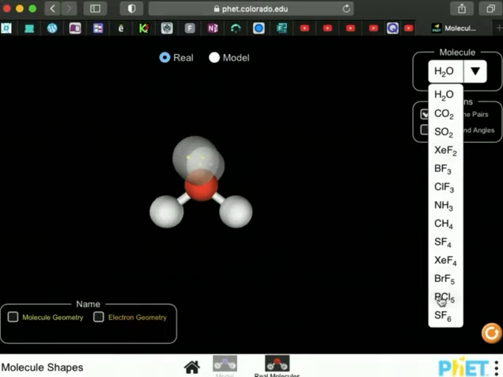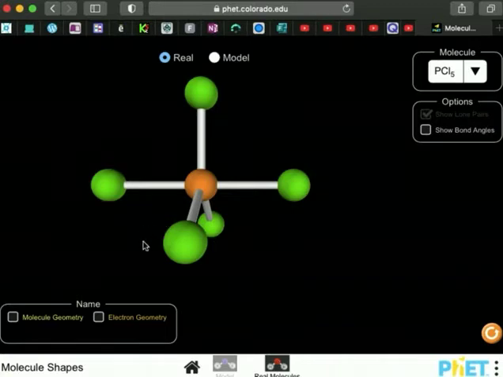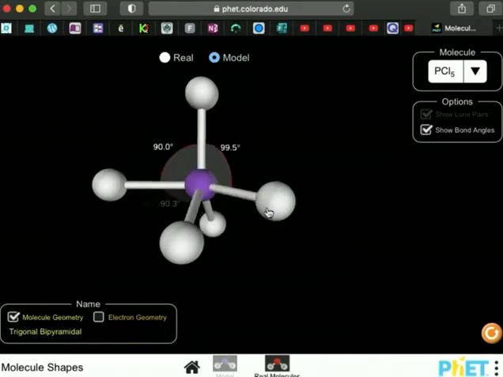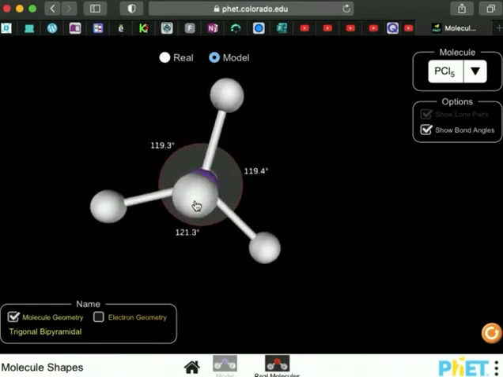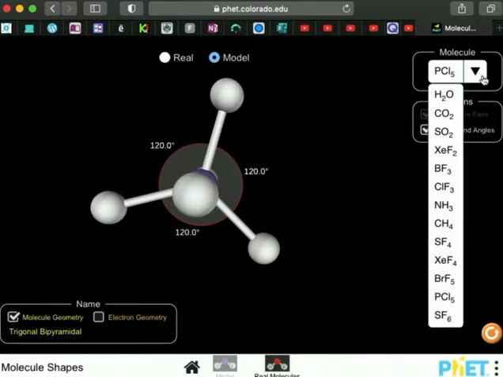I'm going to pick something that we are not going to do, so I'm going to pick PCl5, and you can go real or model. Doesn't matter. So real is the atoms, and model is just a model of something that has the same shape. You're going to make sure you've clicked on molecular geometry, and you're going to make sure you've clicked on show the bond angles, and you can rotate these around and see how they orientate themselves. You don't have to know the shape of PCl5.